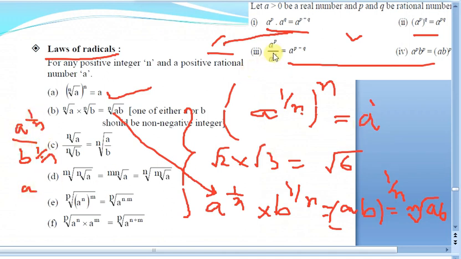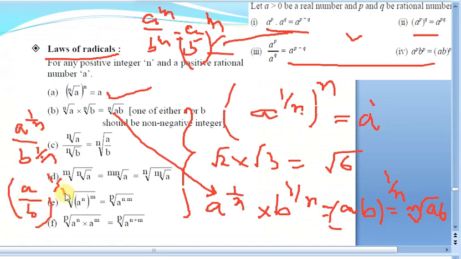Because a power m by b power m, we write it as a by b whole power m. That is how we write. Likewise, see, the common power is there. So why can't we write it as a by b whole power 1 by n? 1 by n means what? Nth root. So this is the same as nth root of a by b. This is the same as this. So try to work with both notations. Either we can write it as nth root or we can write it as power 1 by n. So this is how it works.